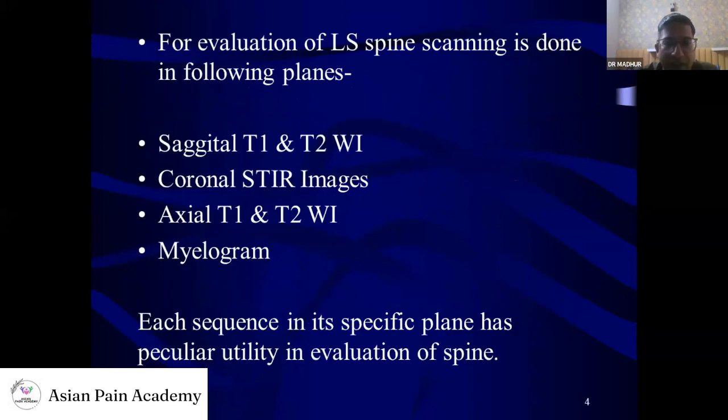For evaluation of the LS spine, scanning is done in the following planes: sagittal sections in T1 and T2 weighted images, coronal STIR images, axial T1 and T2 weighted images, and then myelogram. In MRI, not only the sequence but also the plane in which we get the sequences is very important. We will see what to be seen in the sagittal section, the coronal section, and the axial section. Each plane and each sequence has its own utility.